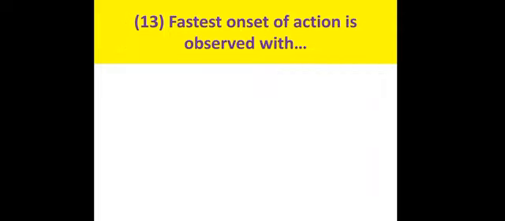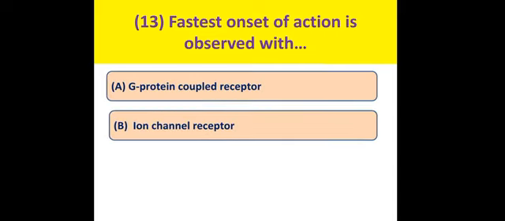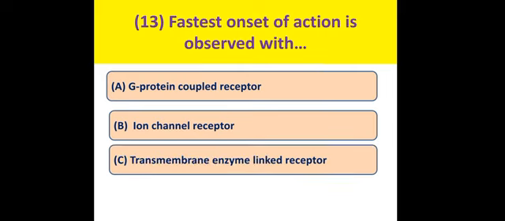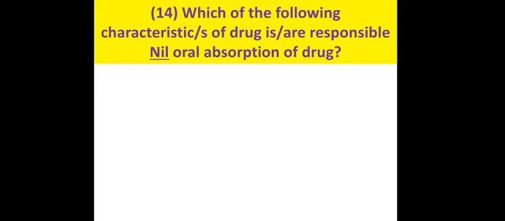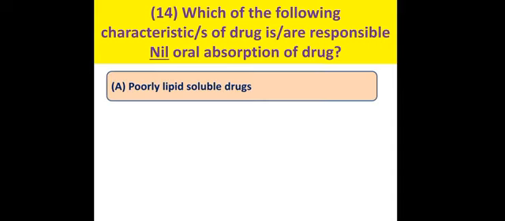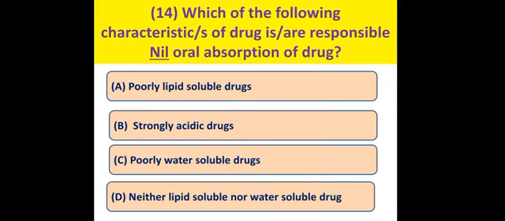The next, fastest onset of action is observed with which of these following types of receptor mediated action? G protein coupled receptor, ion channel receptor, transmembrane enzyme linked receptor, and receptor regulating gene expression. Then which of the following characteristics of drugs is or are responsible for nil oral absorption of drug? No oral absorption of drug at all. Poorly lipid soluble drugs, strongly acidic drugs, poorly water soluble drugs, and drugs that are neither lipid soluble nor water soluble.